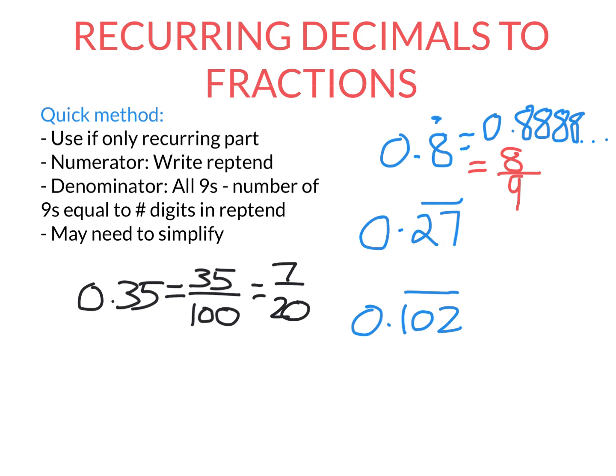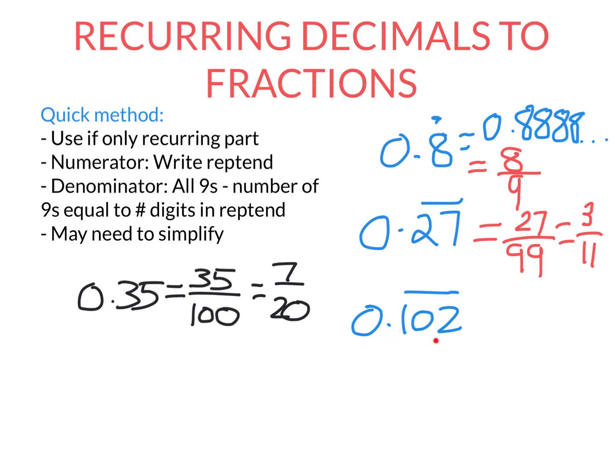Let's look at 0.27 recurring. So this only has a recurring part because all of the digits, the 2 and the 7 here, repeat infinitely many times. So I'm going to use the quick method. What I do is I put the digits that are repeated on top, the 2, 7, and on the bottom, because there are 2 digits repeated, I put 2 9s on the bottom. 27 over 99. Now this one can be simplified. 27 divided by 9 is 3. 99 divided by 9 is 11. So 3 over 11 is the same as 0.27 recurring.